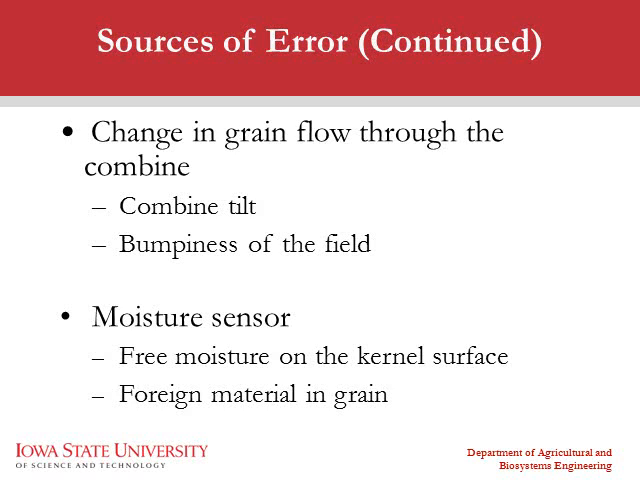The moisture sensor can also be a source of error if it's not well calibrated, or if there's free moisture from wet grain or foreign material in the grain. This will change the moisture sensor's ability to accurately estimate the true moisture. In doing so, it becomes one more added factor of overall error.